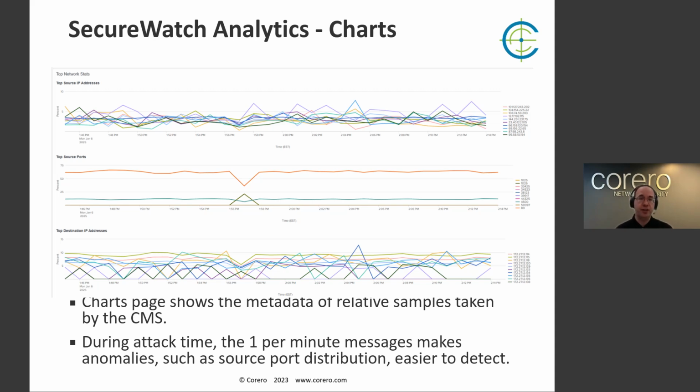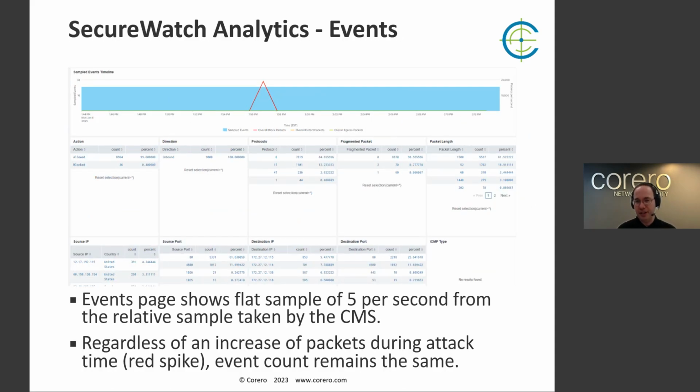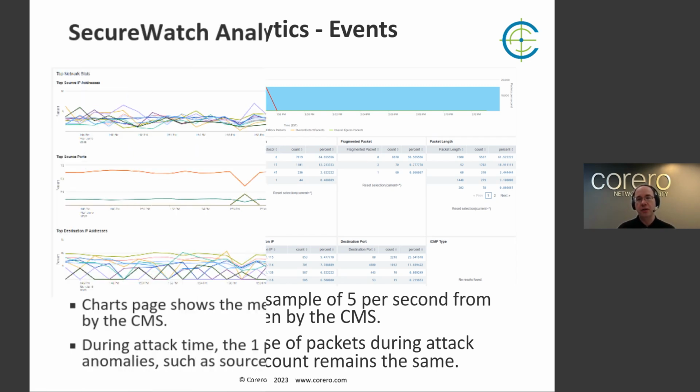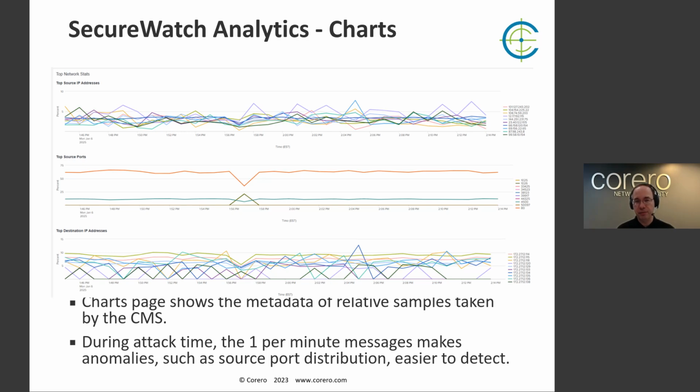The charts page is built off once-a-minute messages, so it's much easier to search a longer time frame, but it's also built out of the relative samples from the CMS. This means shorter attacks have a much better chance of catching the human eye than trying to find them on this events page, right? Shorter attacks on a flat sample system get washed out. They're harder to see. Large attacks on a relative system do not have the same problem with washout.